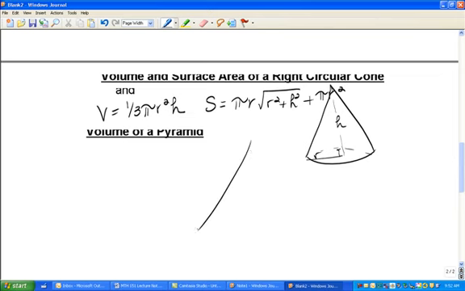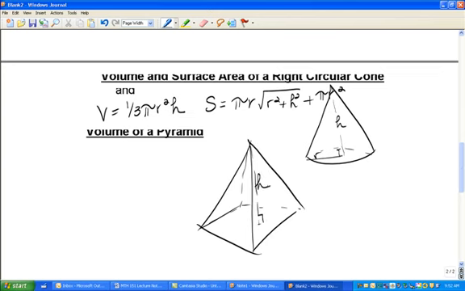A pyramid may have different types of bases. It could have a base that's a rectangle. It could have a base that's a triangle. It could have a base of another shape. Okay, mostly we're talking about a square, I guess would be the other one we would talk about. And again, it also has a height, h.